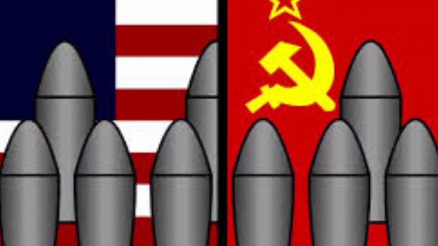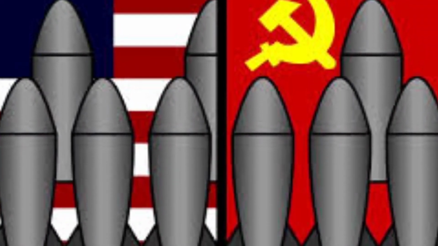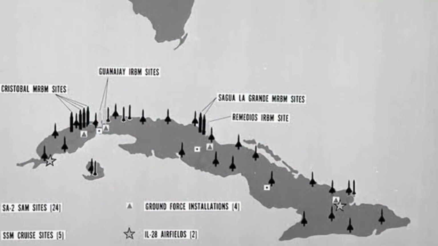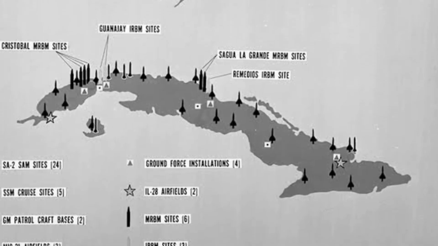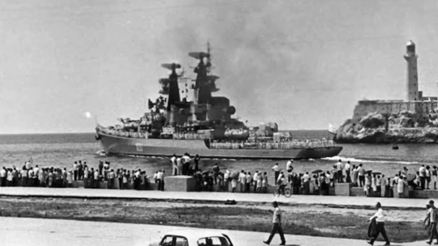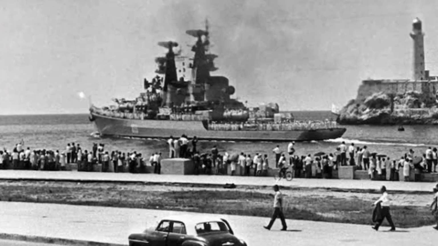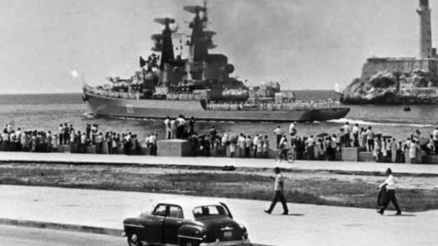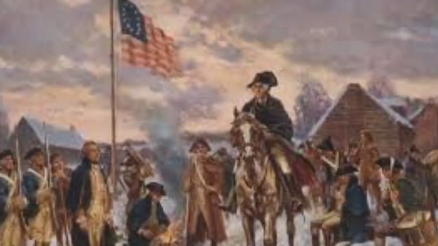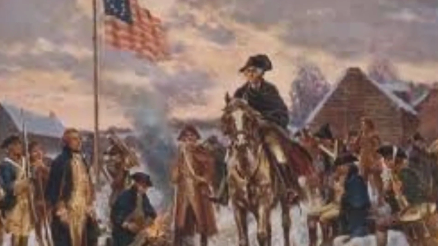In 1962, the Cuban Missile Crisis brought the world to the brink of nuclear war. The USSR had installed nuclear missiles in Cuba, just 90 miles from the US, and the US responded by blockading the island and placing its military on high alert. It took a tense standoff, but the USSR eventually agreed to remove the missiles in exchange for a US promise not to invade Cuba.